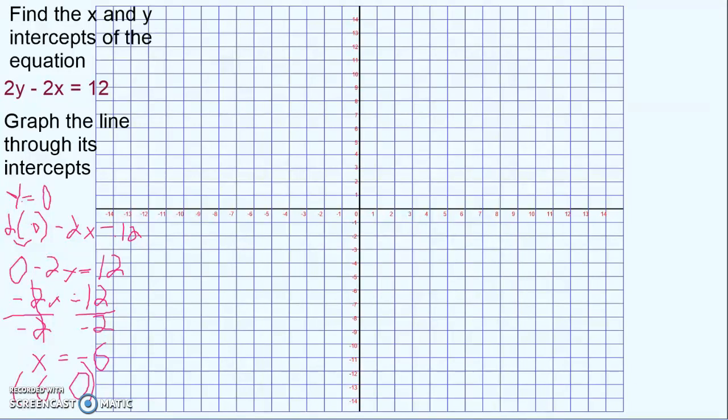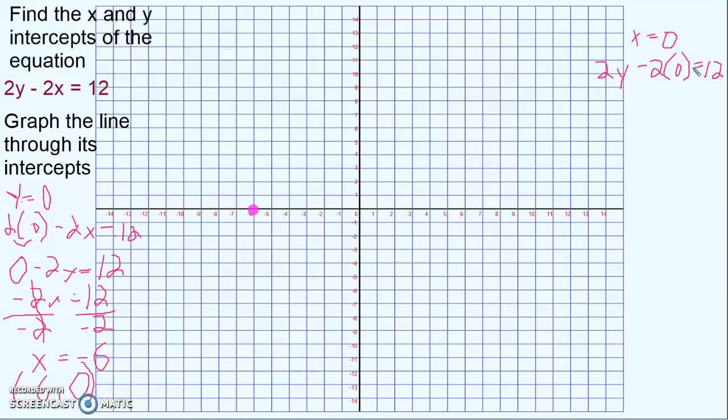So let's go ahead and plot that point. We go back 6, 1, 2, 3, 4, 5, 6, and up and down 0. So we have a point right there. So we solved for the x-intercept. We now need to solve for the y-intercept, and the y-intercept is when x equals 0. So we're going to write the same equation, but just plug in 0 for x. So we're going to have 2y minus 2 times 0 is equal to 12.